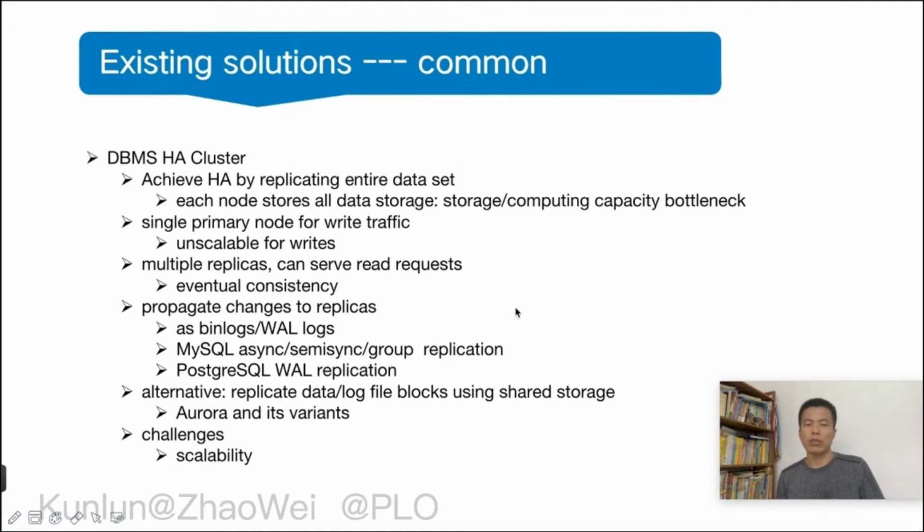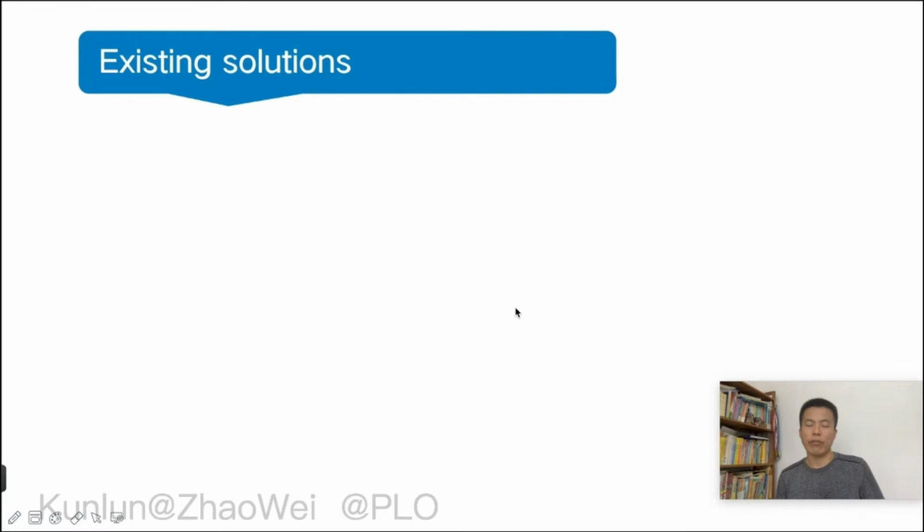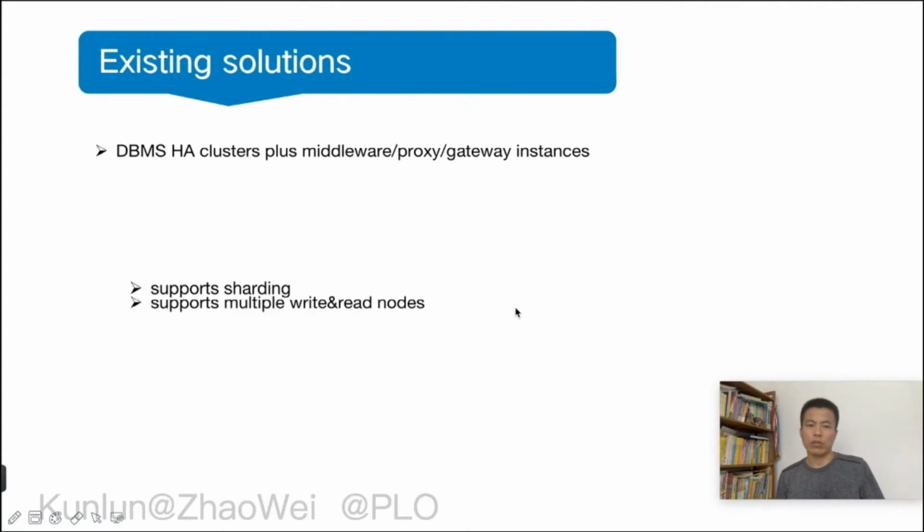And in industry today, there are 3 typical kinds of solutions to do so. And they all have a series of drawbacks and disadvantages. Let's see the first one. DBMS HA cluster plus middleware, proxy, or gateway instances.